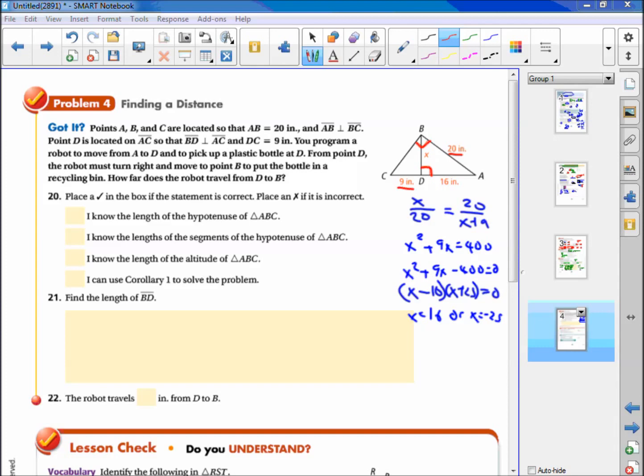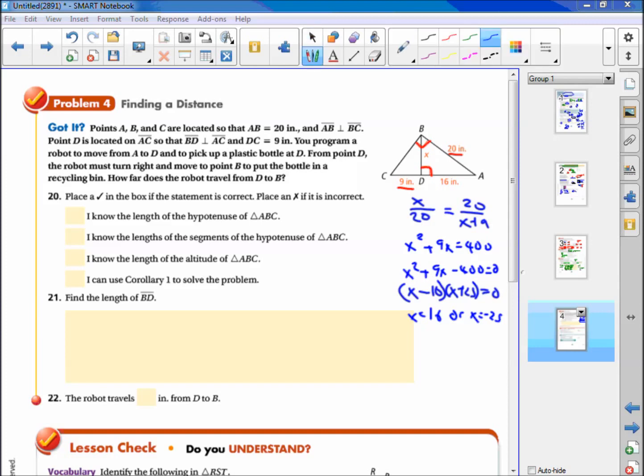Now if we look at our picture, we're missing a number in the description here that's on our picture. So they have 16 inches for the length of AD. Okay, so you program a robot to move from A to D and pick up a plastic bottle at D. And then from point D, you must turn right and move to point B to put the bottle in the recycling bin. How far does the robot travel from D to B? All right, so they just have a magic 16 show up in our picture, and they don't say where it comes from. So here's what they did.